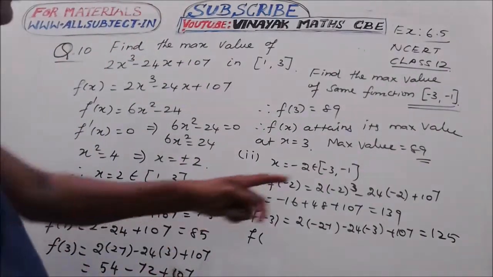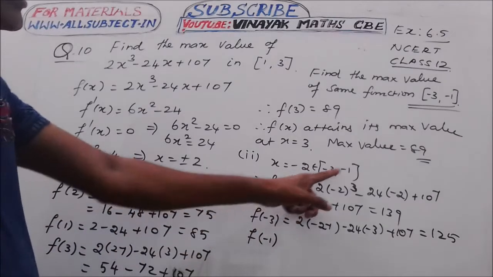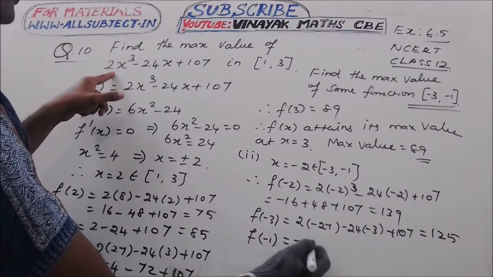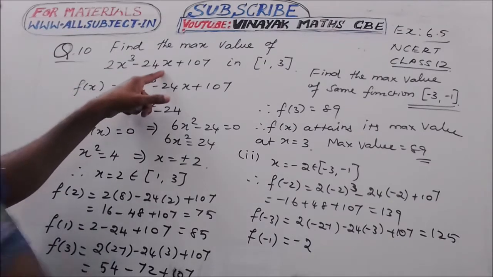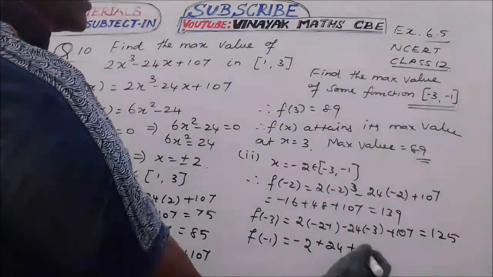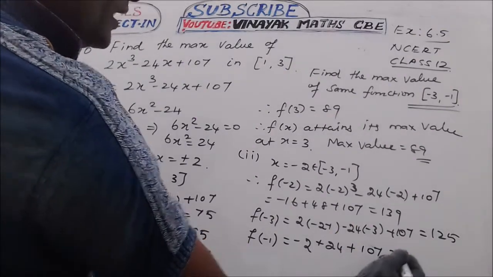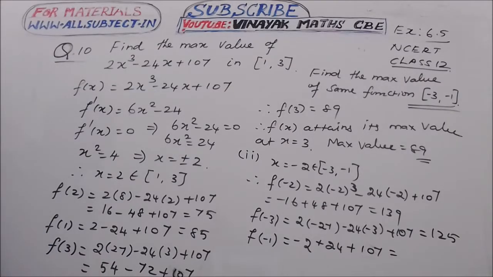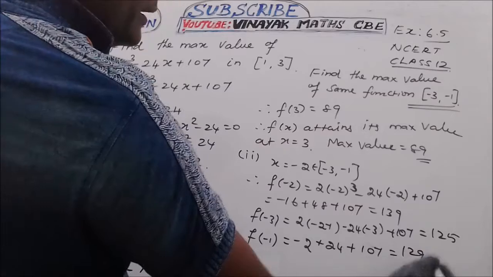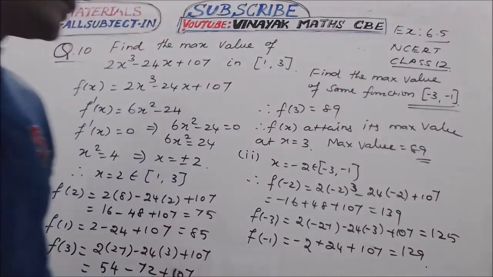And we need to find one more value, f of minus 1, f at the endpoint. This yields 2 into minus 1 cube, then minus 24 into minus 1, and plus 107. Adding these three values, we will get f of minus 1 equal to 129. Now look here, comparing these three values, 139 is the greatest.